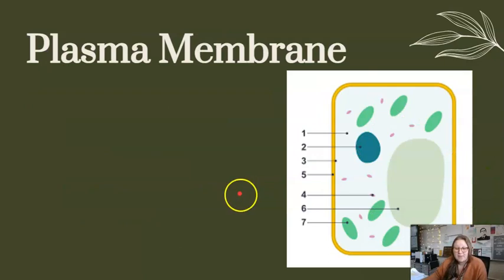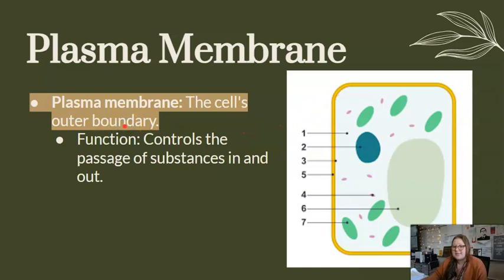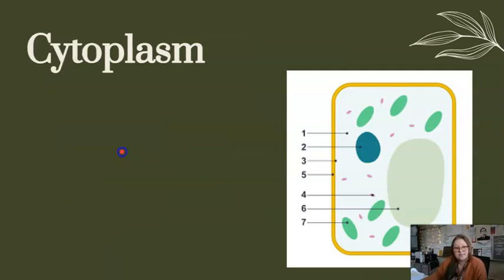Next is the plasma membrane. So right on the inside layer, this number 3 right here, inside layer of that cell wall, we still have a plasma membrane, and that's the cell's outer boundary. It controls the passage of substances in and out, and it has selective permeability. That means some specific molecules can cross and some cannot.